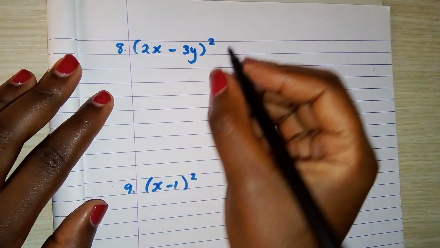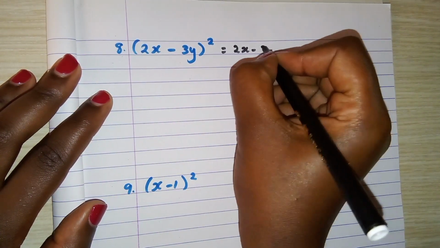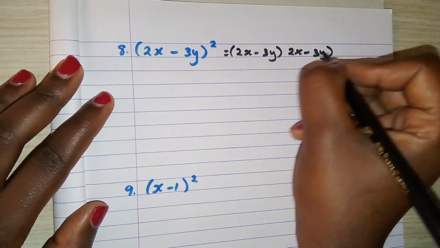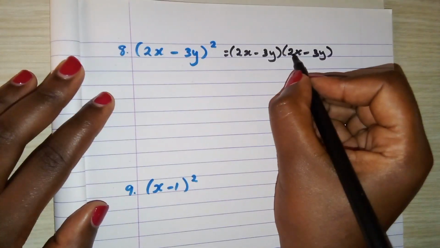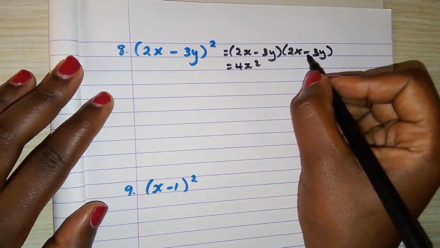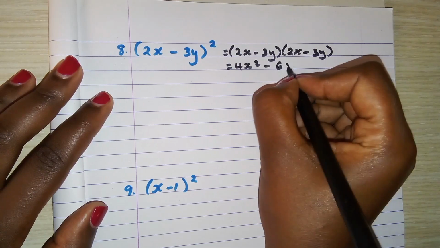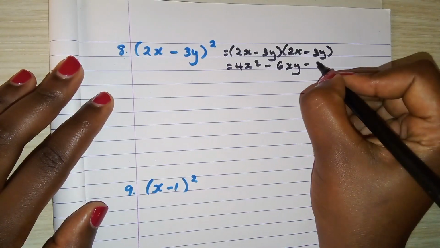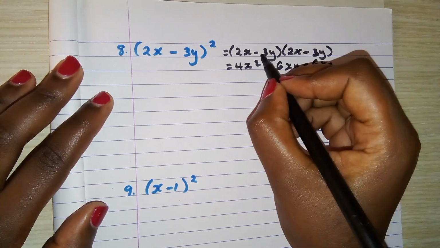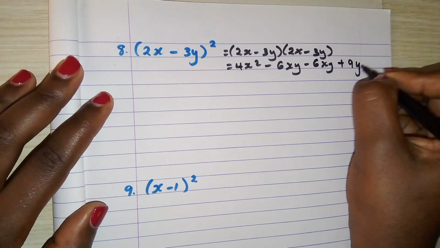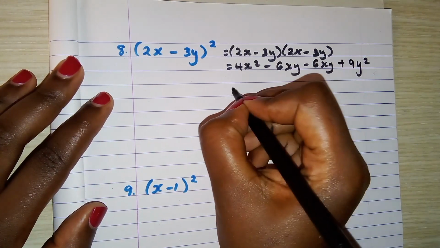The second last question, this one is the same as 2x minus 3y, and another 2x minus 3y. So 2x times 2x would be 4x squared. 2x times negative 3y would be negative 6xy. And then negative 3y times 2x would be negative 6xy. Negative 3y times negative 3y will be positive 9y squared.